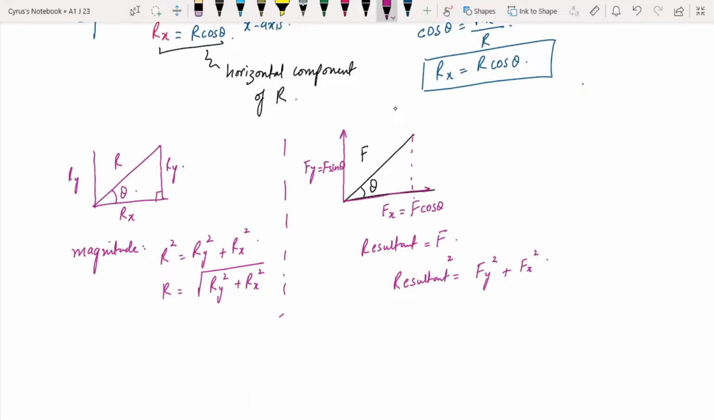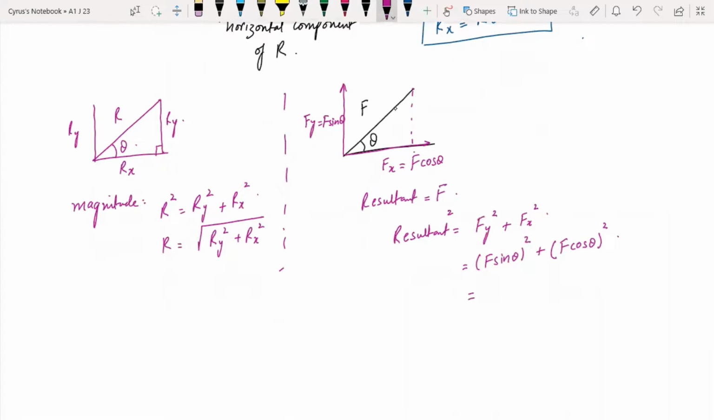whole square is given by fy square plus fx square. So this fy is f sin theta whole square, fx is f cos theta whole square. This becomes f square sin square theta plus f square cosine square theta. This is the resultant, right? I can write it as r square. So r square is equal to, I'll take f square common, sin square theta plus cosine square theta.